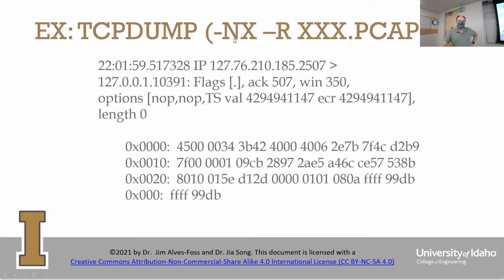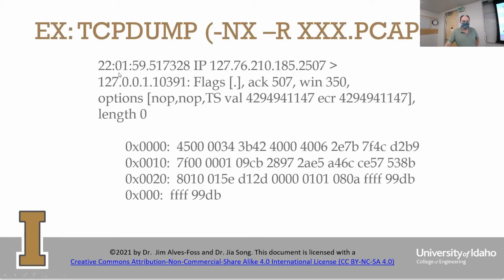The -n basically says, don't try to figure out the name of this machine. I've got 129.76.210.185. Don't go out and try to figure out who that is. That just takes too much time. -X shows things in hexadecimal. And -r reads from this packet capture, so I'm not reading it from the internet. So I run tcpdump, and it gives me all this information.